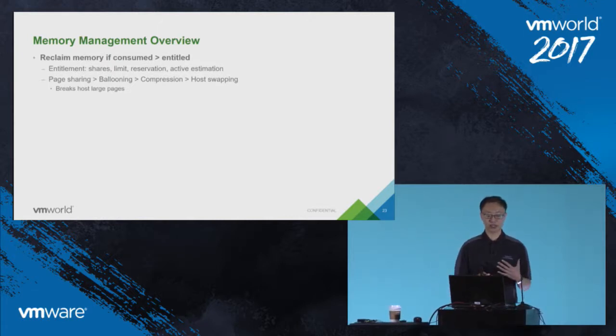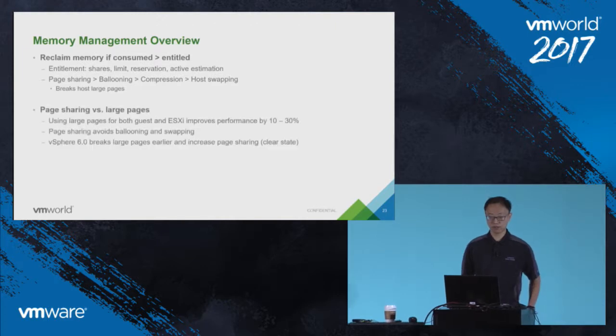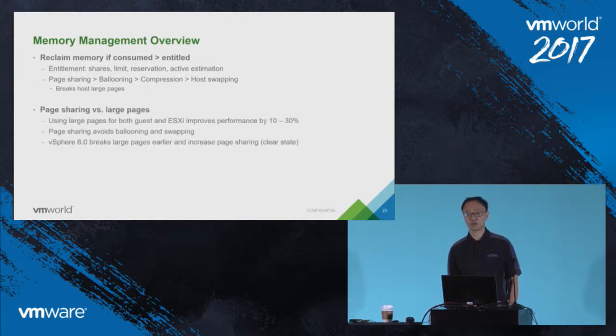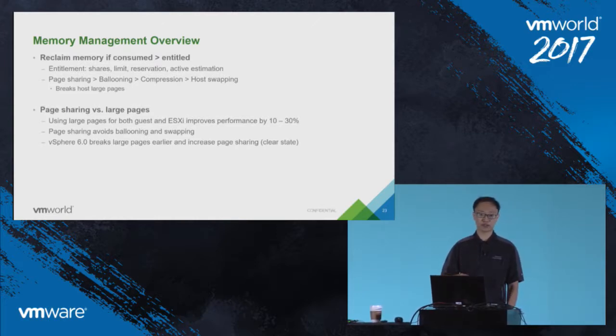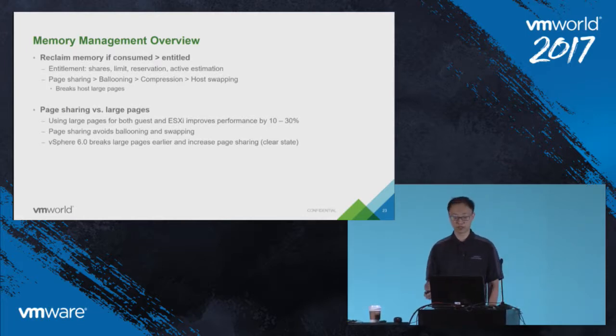And along this path, we start to break large pages. But what about large pages? Should I be using large pages? What we see is that if you use large pages across guest and hypervisor, you're actually going to see around 10% to 30% improvement on throughput.